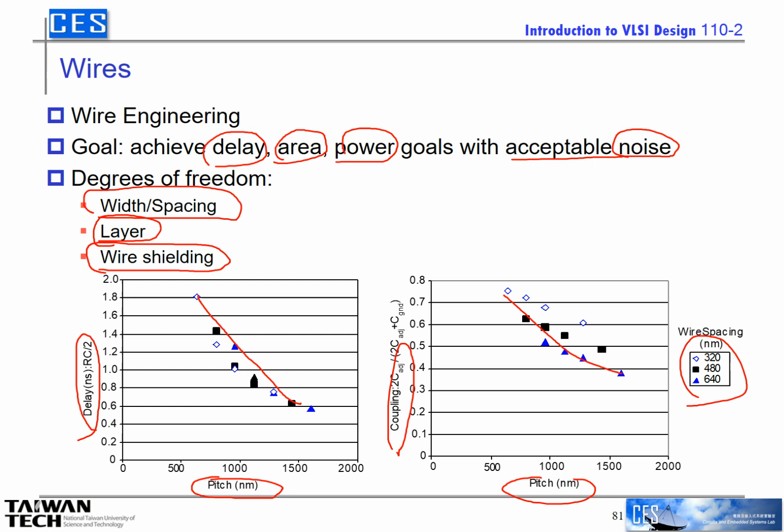Okay, but as you can see, if you increase the pitch, actually you increase the area, right? Because you need more space between two wires. So it's going to be a trade-off between space and the delay. Okay, as you can see from this curve.